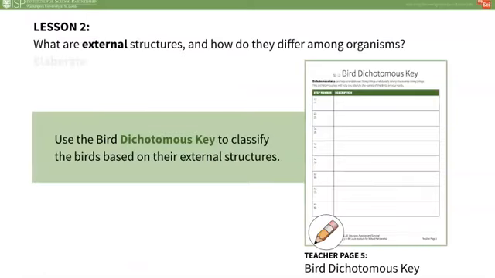Next, give students the bird dichotomous key to classify different birds based on things like beak size and shape, neck size and shape, and feather characteristics. Emphasize to students that these physical characteristics are adaptations that help these birds survive in their particular habitat. You may want to ask students to place a new bird, such as a bluebird, into the classification system they've developed.